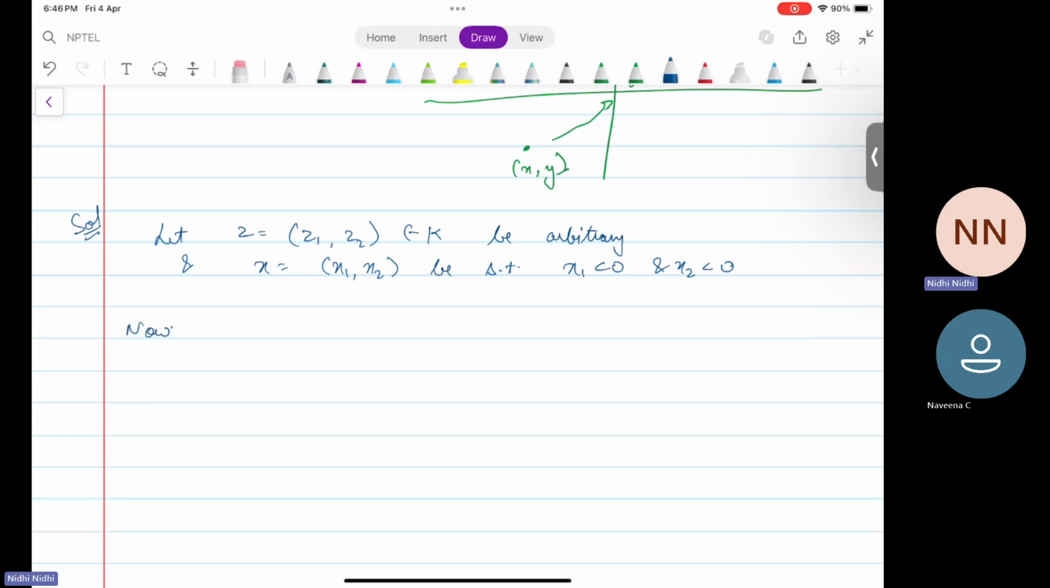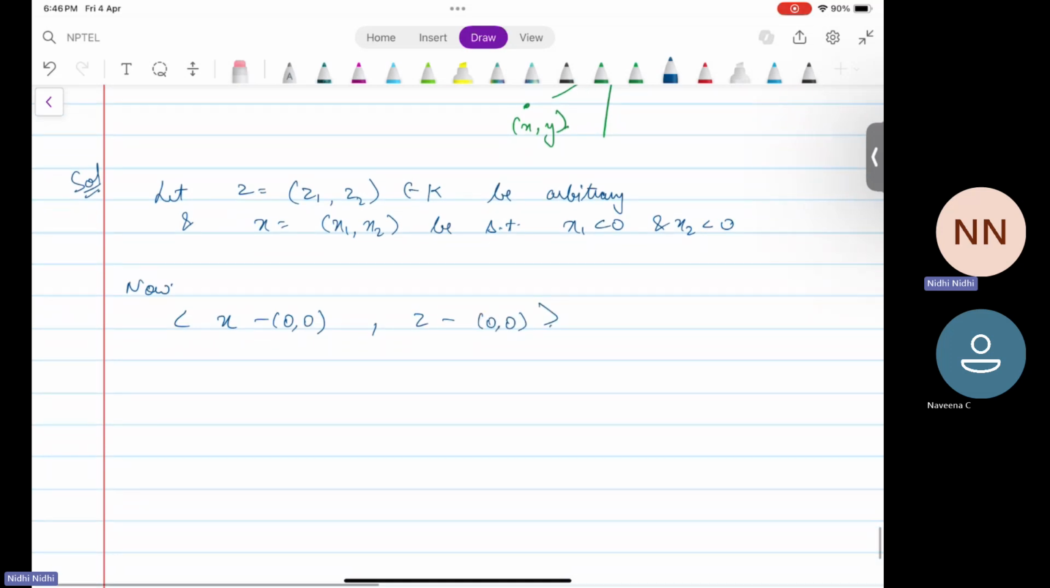So the inner product of x minus the origin with z minus the origin is equal to (x1, x2) dot (z1, z2), which is x1 z1 plus x2 z2. Now, since x1, x2 are negative and z1, z2 are in K, so both are positive, eventually this sum is less than or equal to 0.